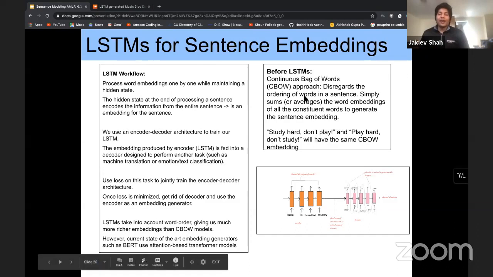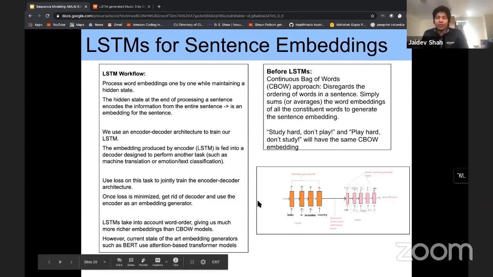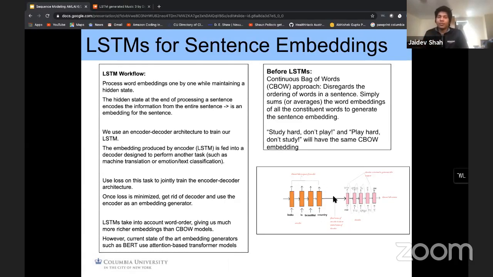So I just described all of what I wrote here. Essentially, once you've minimized the joint loss, you can get rid of this. You can discard this decoder, and this is your LSTM encoder. You pass in any sentence, it gives you a sentence embedding, which will be the hidden state at the last word.